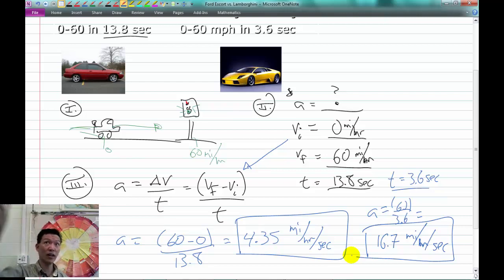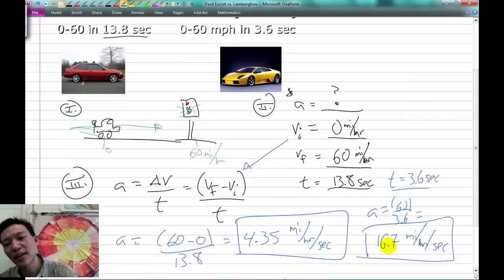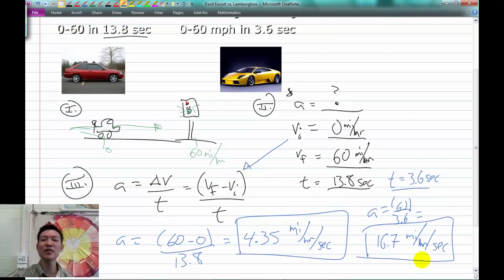After 2 seconds, it's going what? Like 34 miles per hour, right? After 3 seconds, it's whatever, 34 plus another 17, 51 miles an hour. And then finally, after 3.6 seconds, it's going 60 miles an hour. So what's tricky is, again, the units are a little bit weird for acceleration, but if you quantify it, you can break it all down there.